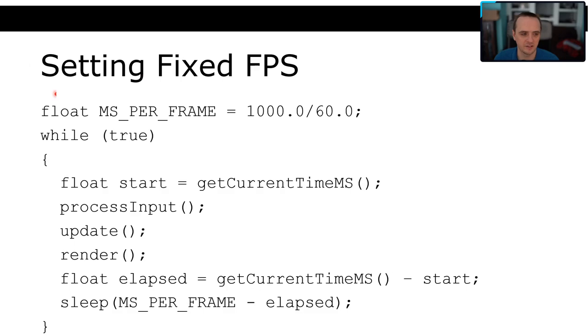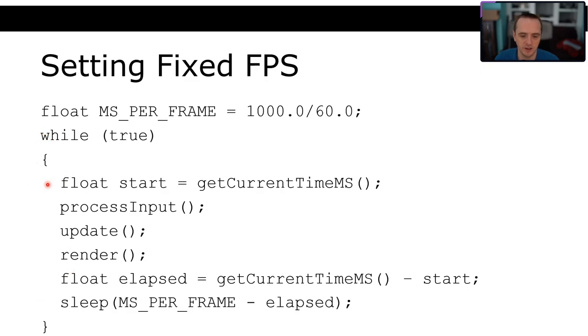So what does that diagram look like in actual code? Okay. Well, the first line here, we're going to calculate the number of milliseconds per frame that we have to compute, right? So over here, we have 1,000 milliseconds. 1,000 milliseconds is 1 second. And we divide that by the number of frames per second. So this will come out to be 16.66 or 33 or something like that. I can't remember. Then we have our game loop right here.